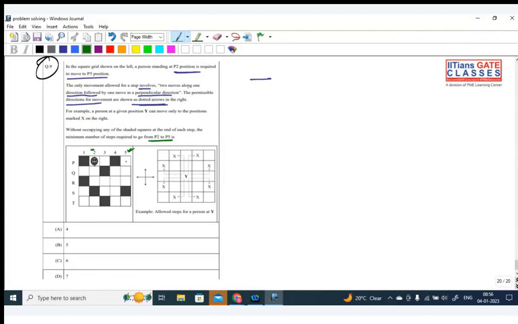To move along one direction, followed by one move in the perpendicular, right? So if you are moving like this, you can come here, you can move here. You can also move here, then you can go perpendicular, right? So how many steps are needed? Tell me.